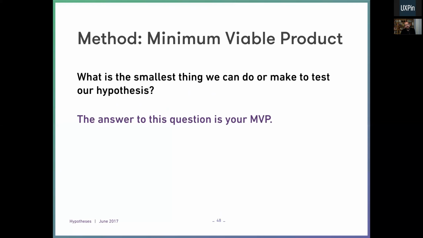But I want to talk about this terrible phrase that we all use called MVP, or minimum viable product. There are a lot of competing definitions of MVP. There are a lot of Medium posts about what exactly an MVP is. But I like this really simple definition here. What's the smallest thing we can do or make to test our hypothesis? And the answer to that question, the smallest thing we can do or make, that is our MVP.